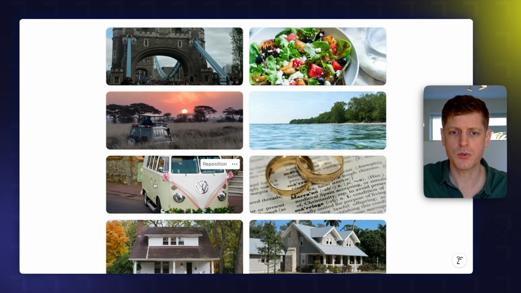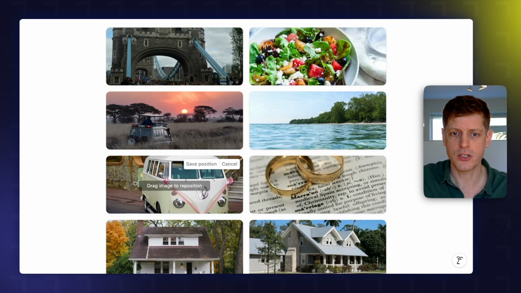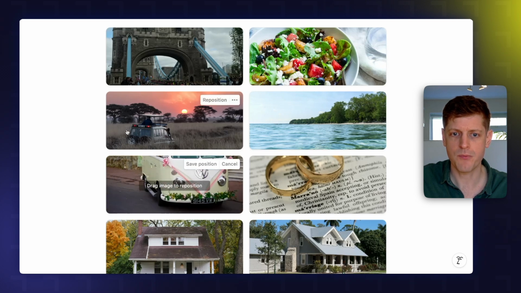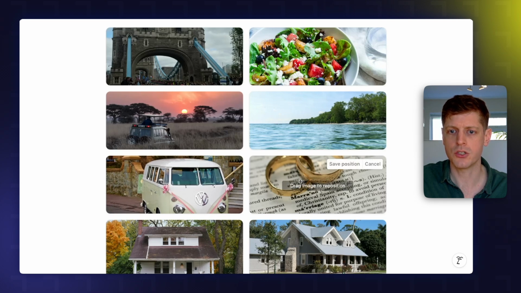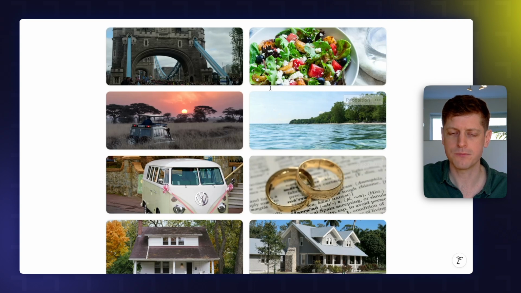Some of these may not align brilliantly. So for example, this one with the camper van, if I go reposition, I can then click and drag it so that it looks better within that frame. Let's make it so we can see the top and then click save. Same with the rings: reposition, drag, that looks better, and save.